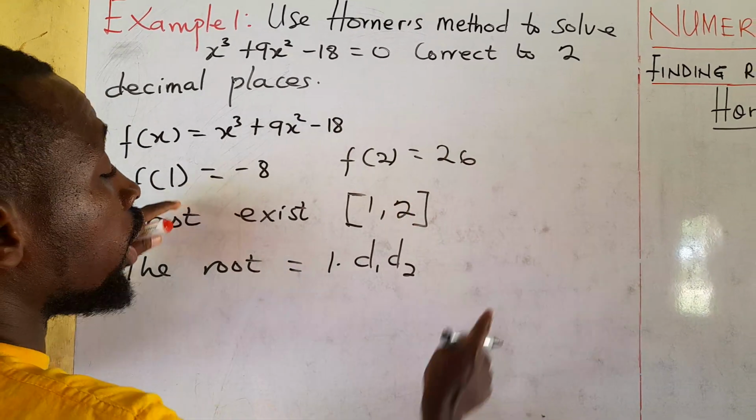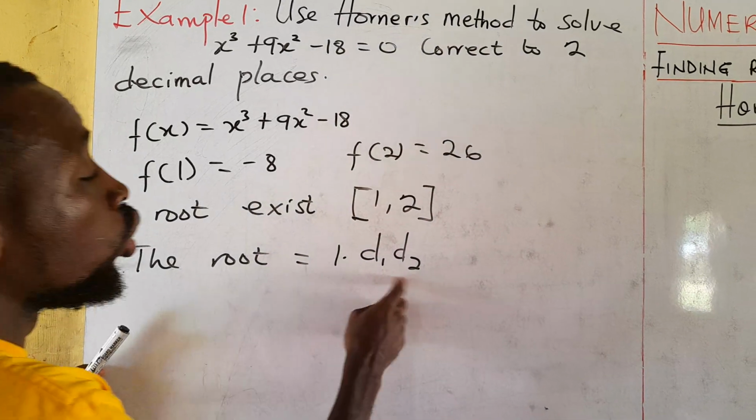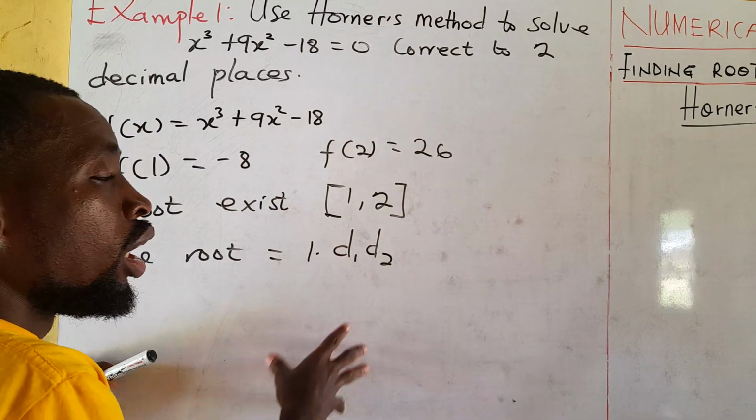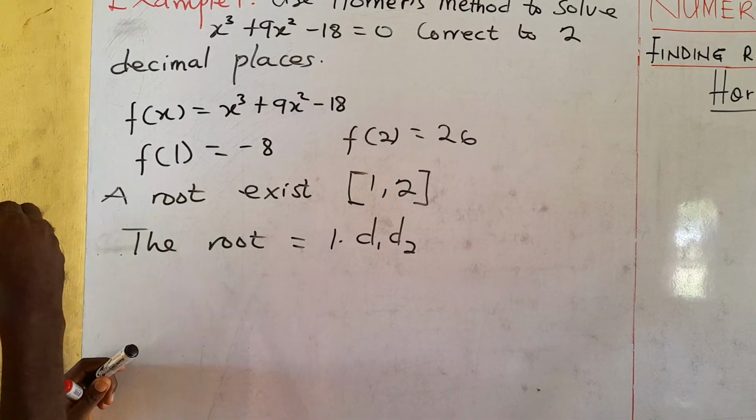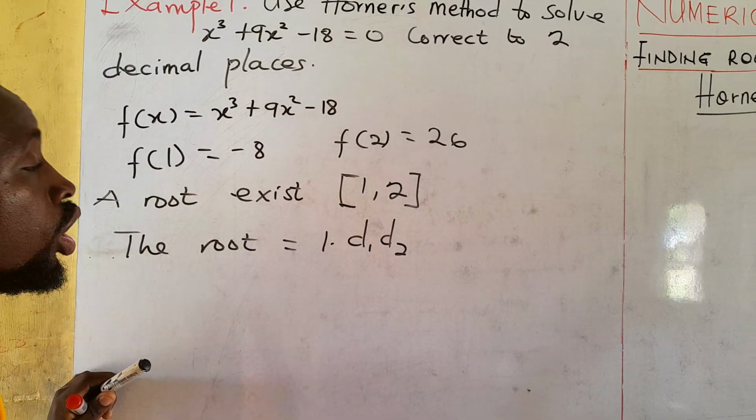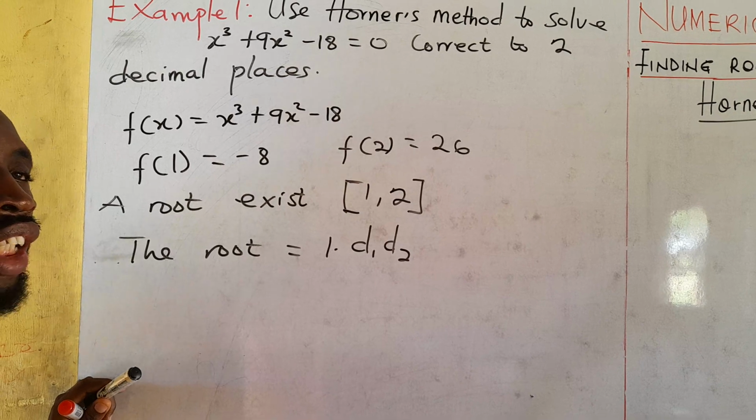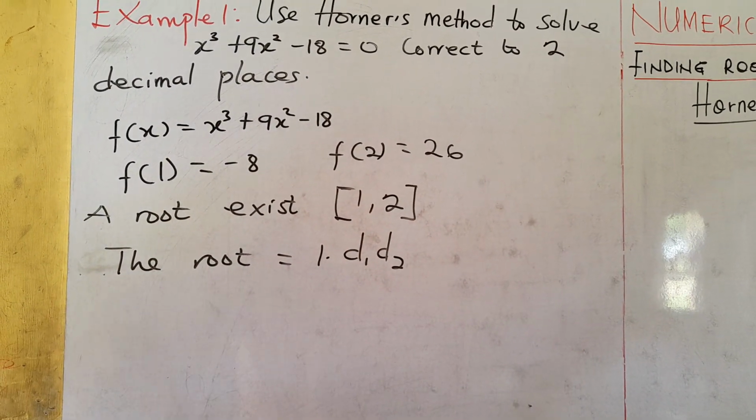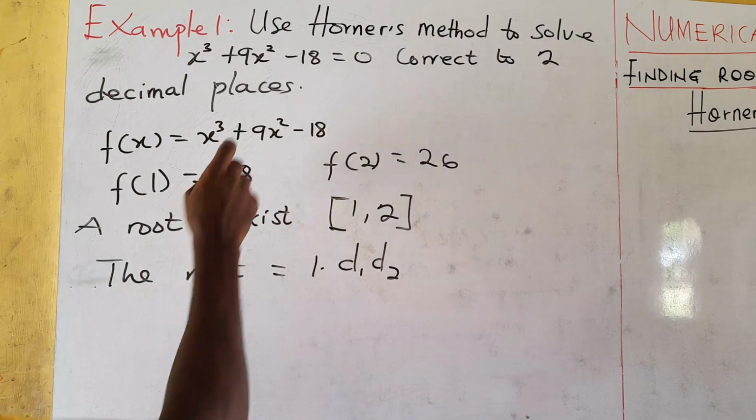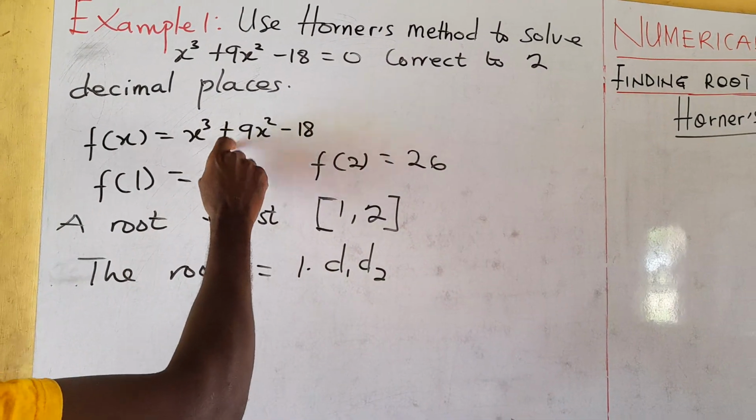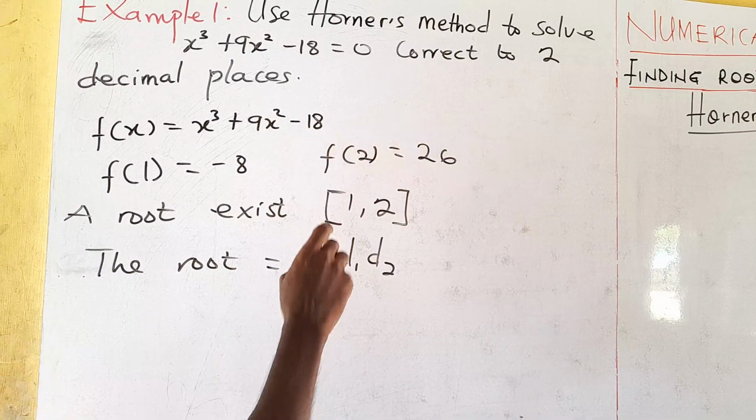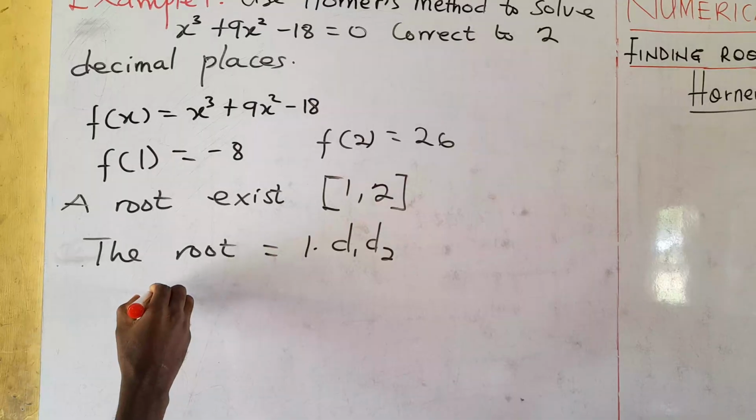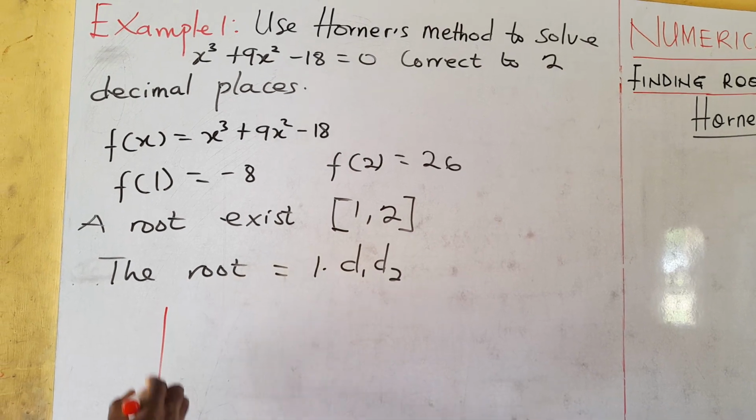Since they say correct to two decimal places, how do we get our d1, d2? Our d1, d2 are gotten from the diminution of our transformed new equation using the interval that exists within that equation. So how do we get that? We need to diminish this function using the 1. We are just going to use a table to do that.